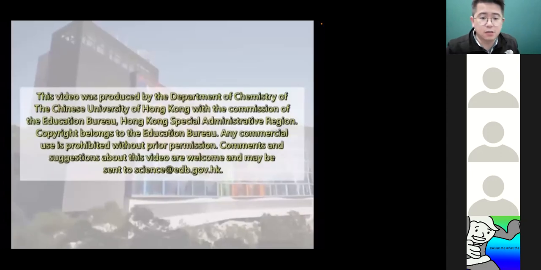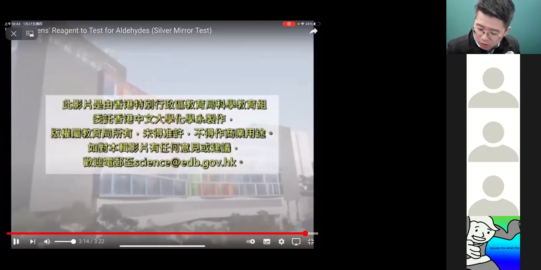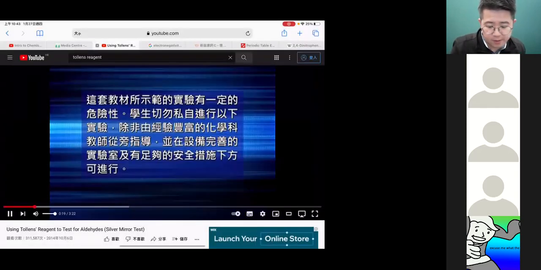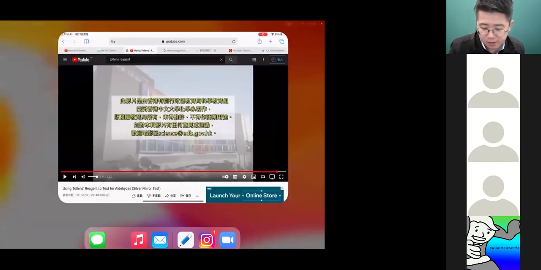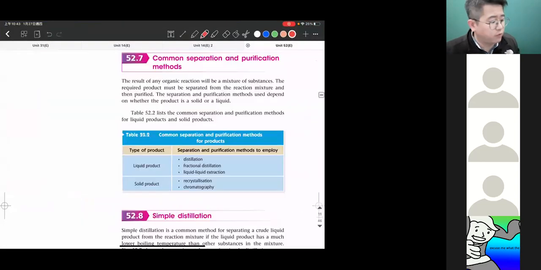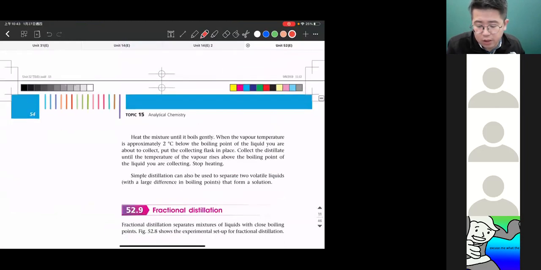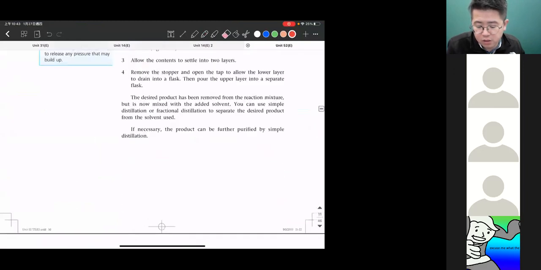Okay, so this is what you need to know about the Tollens' reagent test. Is it clear? For the other common separation techniques, you may find them on the site. While you have a chance of doing experiments, you learn bit by bit, instead of being told the answer directly here. Any questions so far for those two reactions?